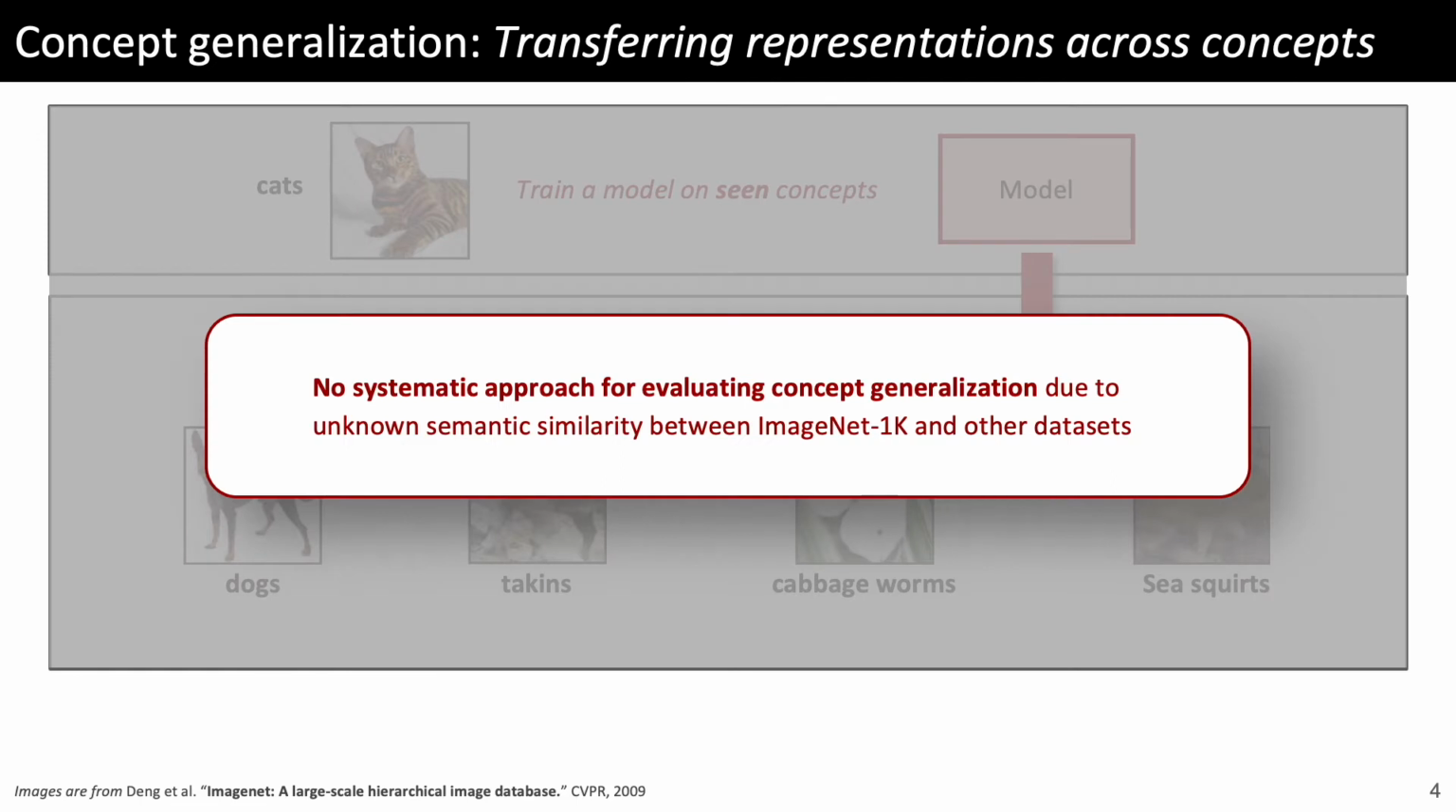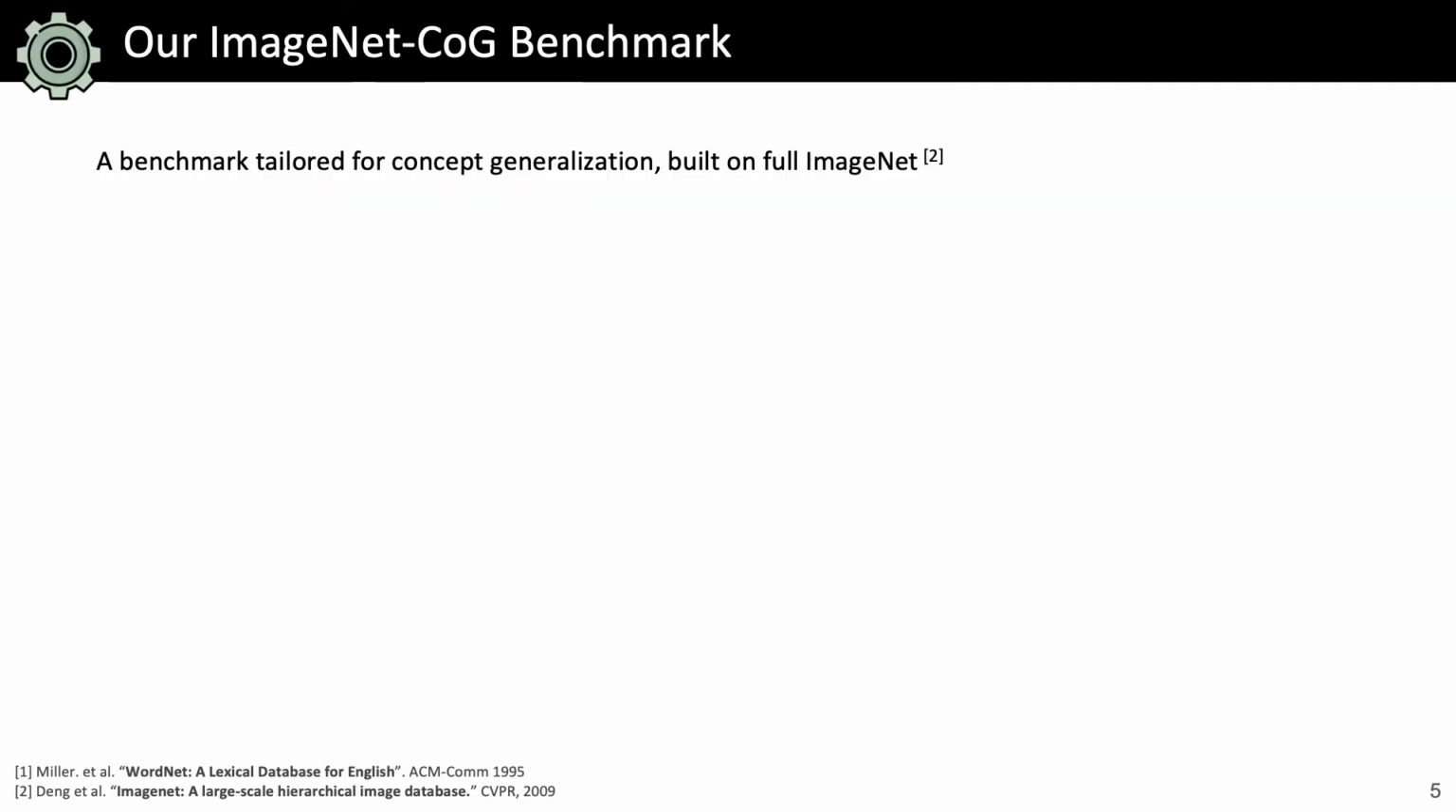However, there is no systematic approach for evaluating concept generalization using the common downstream datasets, because we don't know how the concepts in these datasets are semantically related to the concepts in ImageNet-1K. Therefore, it is not straightforward to determine which concepts are unseen at test time. Motivated by these issues, we propose a new benchmark, ImageNet-CoG, tailored for concept generalization.